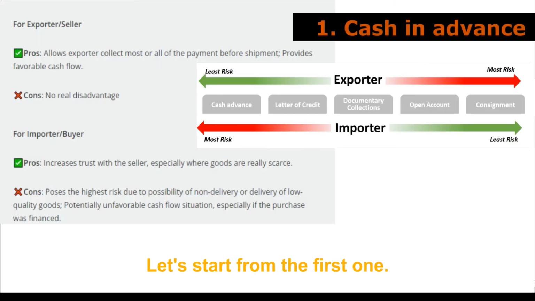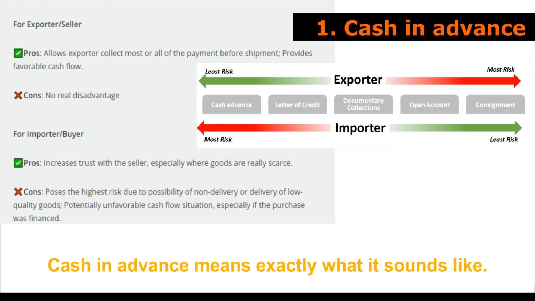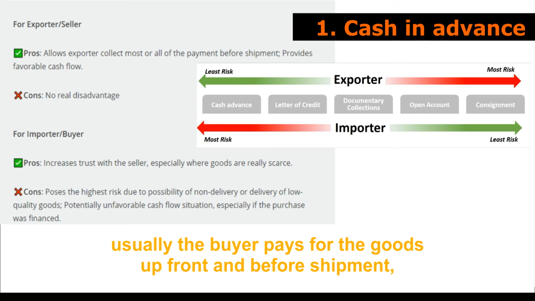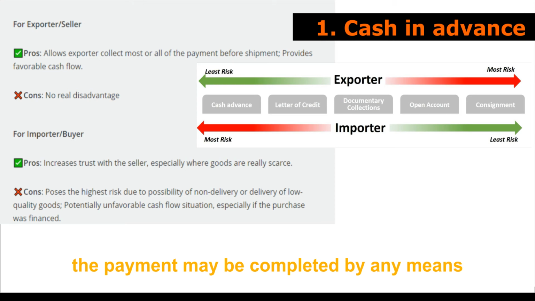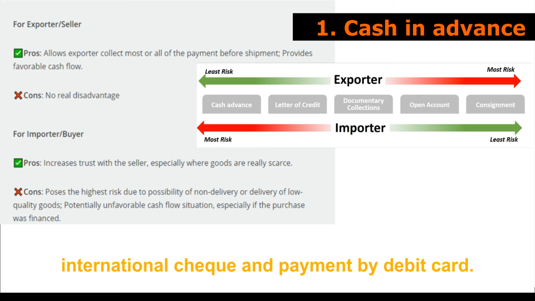Okay, let's start from the first one, cash in advance. It is also called advance payment or cash with order. Cash in advance means exactly what it sounds like. It is the most straightforward payment method where the importer, usually the buyer, pays for the goods upfront and before shipment. The payment may be completed by any means agreed between the exporter and the importer. Popular options include wire transfer, international check, and payment by debit card.